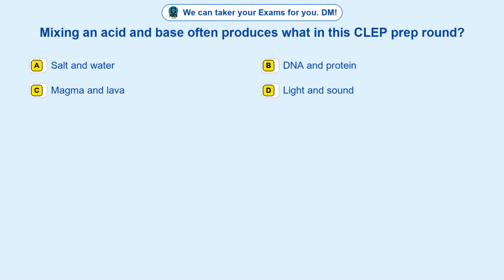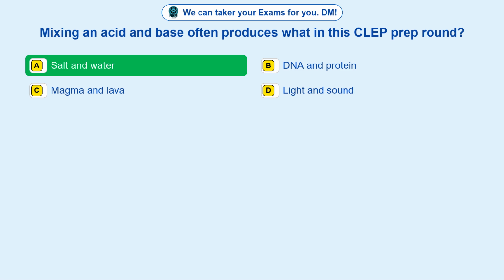Question 38. Mixing an acid and base often produces what in the CLEP prep round? Option A, salt and water. Option B, DNA and protein. Option C, magma and lava. Option D, light and sound. The correct answer is option A, salt and water.